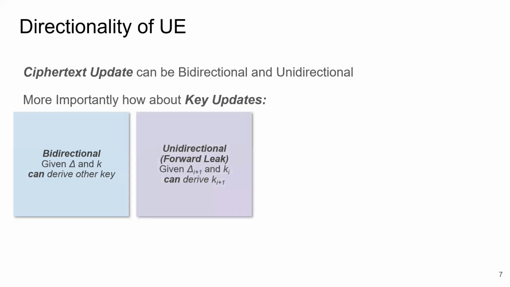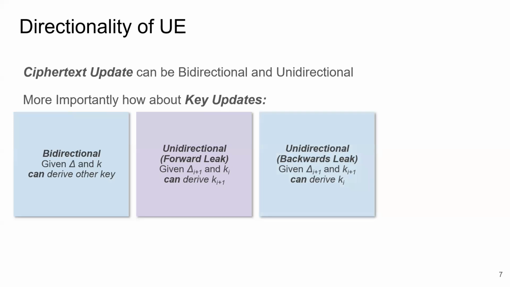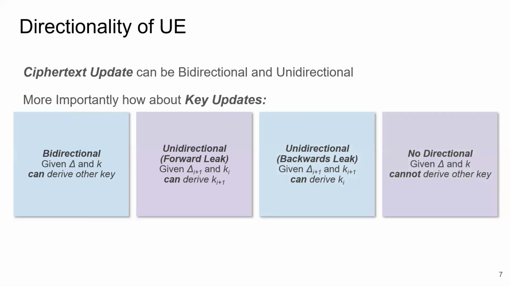But then we have different flavors of unidirectional. There's forward leak, where given an update token and the key of the old epoch, you can derive the key of the new epoch, but you wouldn't be able to derive the key in the opposite direction. Or the inverse of that, backwards leak, where given the update token and the key of the new epoch, you can derive the key of the old epoch, but you can't do it the other direction. Or there's no leak, no direction key updates, where given an update token and a key, you would not be able to derive the opposite key in either direction.